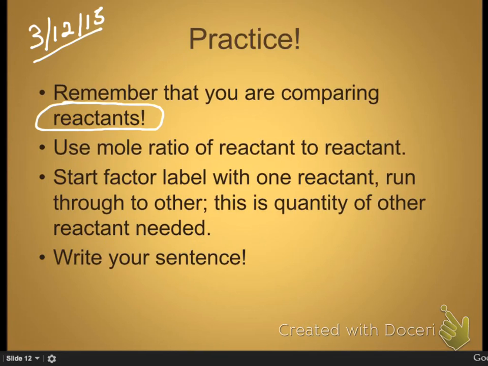this mistake. Compare reactants. When you're doing limiting and excess, when you're just figuring out which is limiting and which is excess, you should never have any of the products in any of your factor labels. You're only comparing reactants. And nobody did that. Nobody made that mistake this year. Awesome. Mole ratio, reactant to reactant.